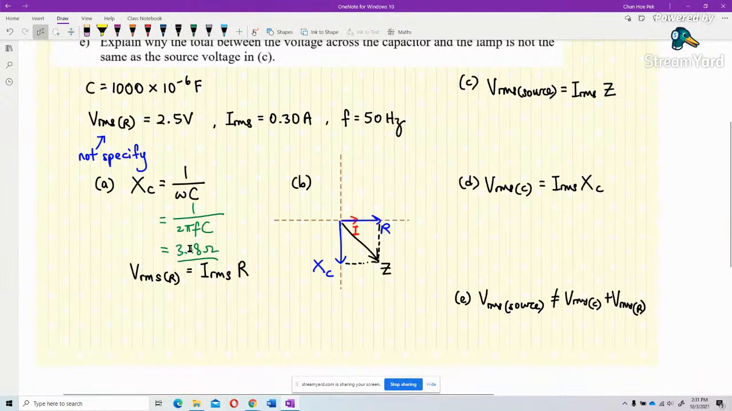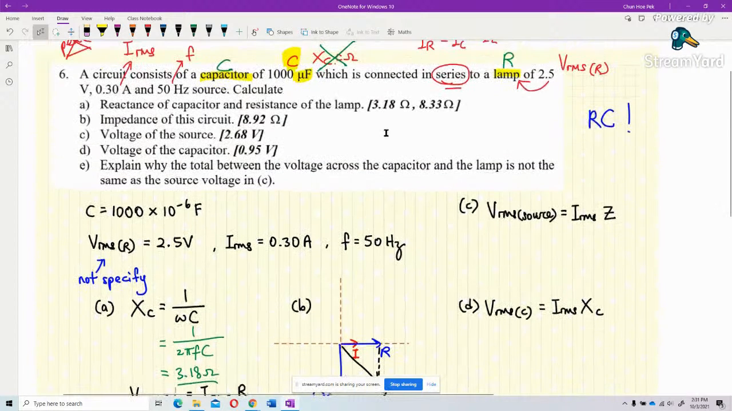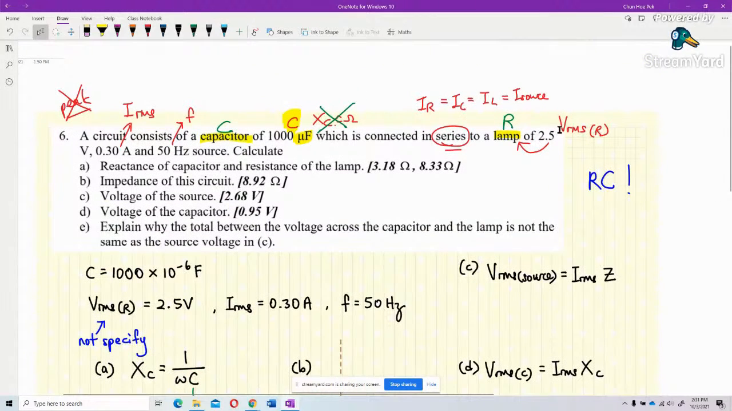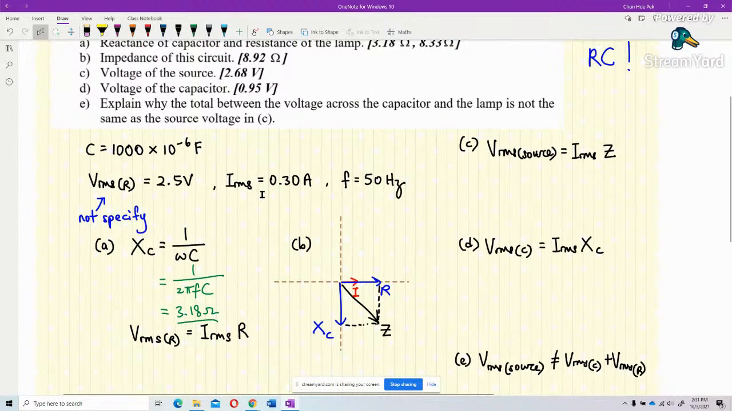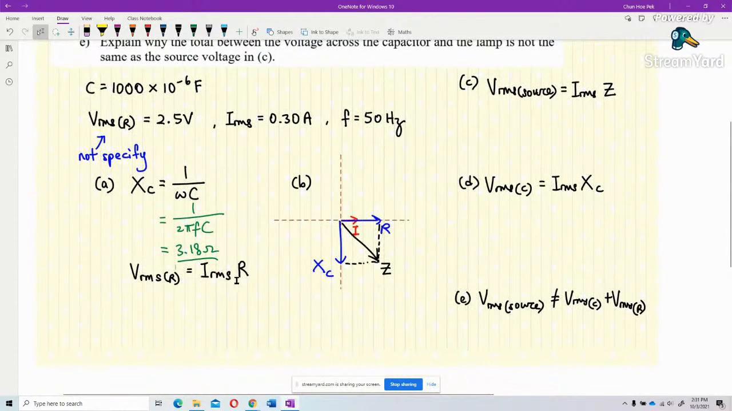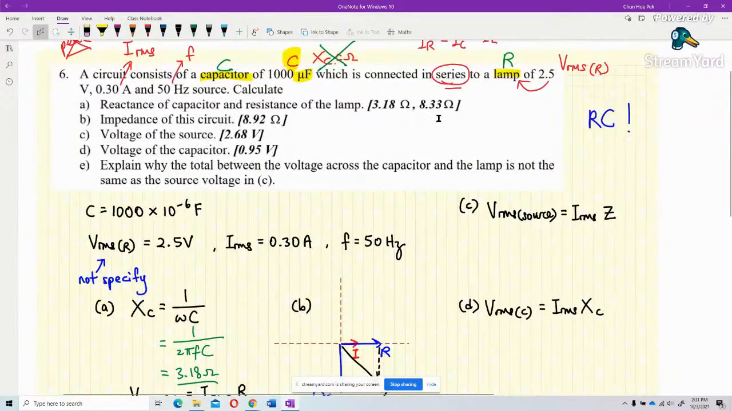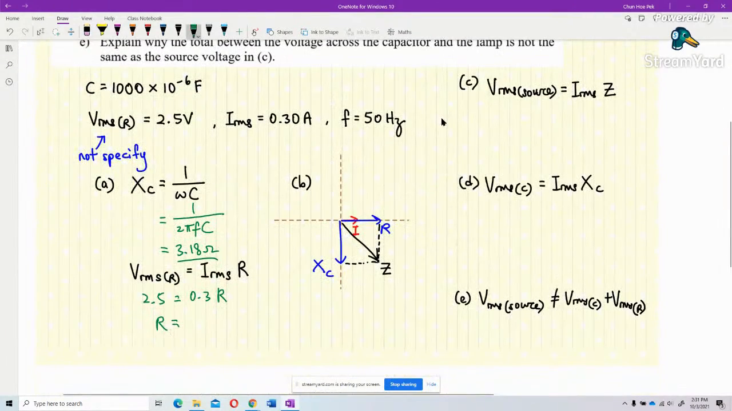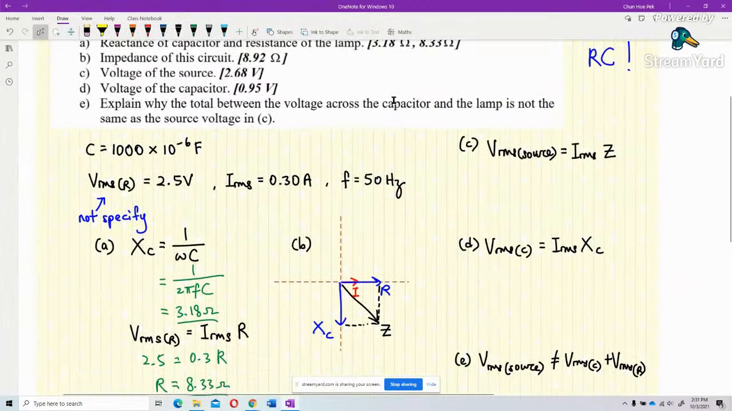Okay, so that's the XC, and now the resistance. The resistance of the lamp is not given at all. We only have VRMS R. Why VRMS R? I have the IRMS. What are you waiting for? Just use VRMS R equal to IRMS times resistance. So 2.5 equals 0.3 times the resistor. So the resistor equals, I calculate, 8.33 ohm. What a good brain I have. So that's the answer, 8.33 ohm.